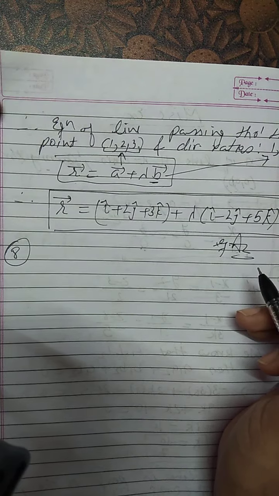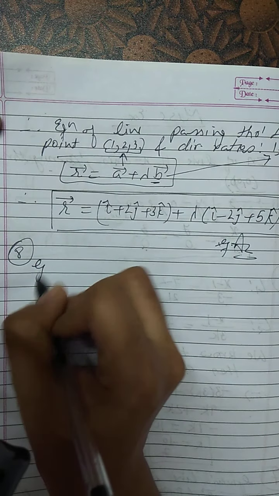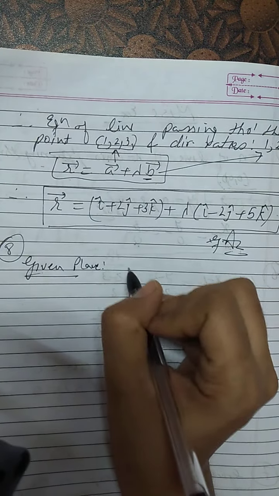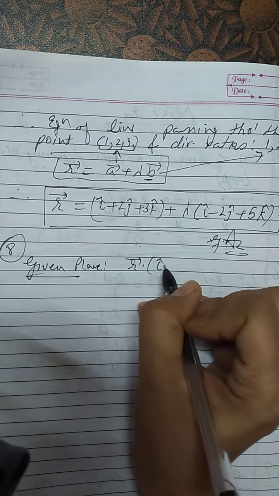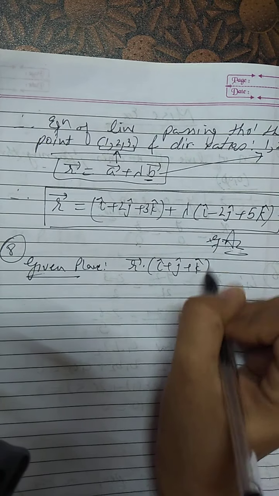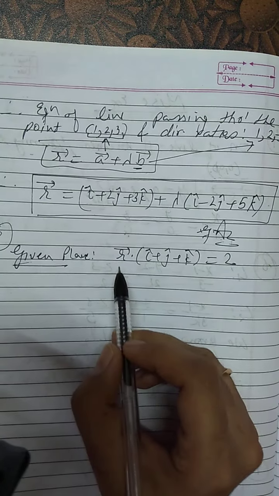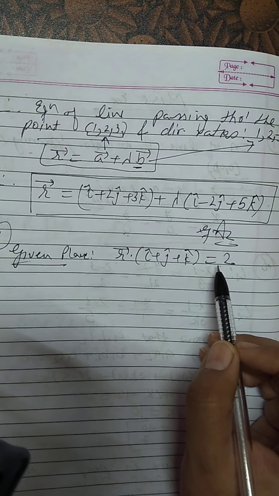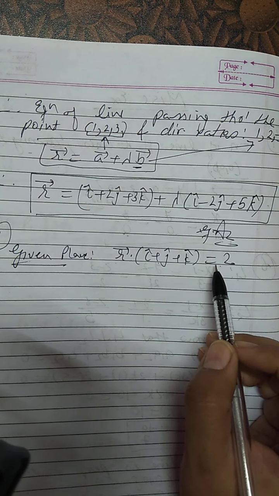Here we are given sum number 8. What is the given plane? The given plane equation is r vector dot i cap plus j cap plus k cap is equal to 2. That means this is of the form r vector dot n vector equals d. Okay, normal form is given.